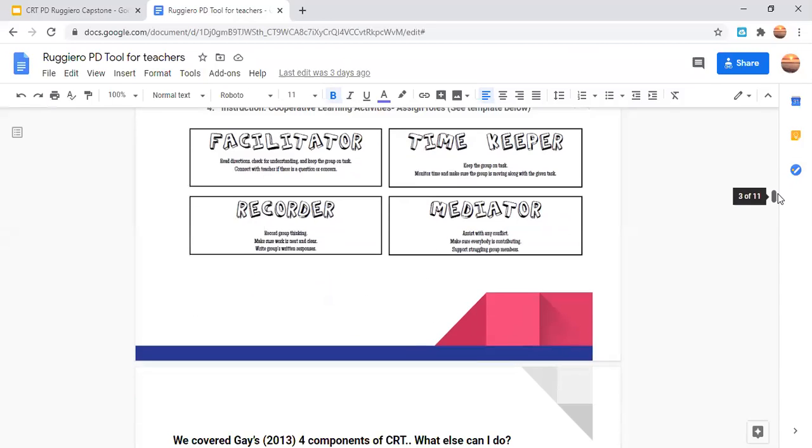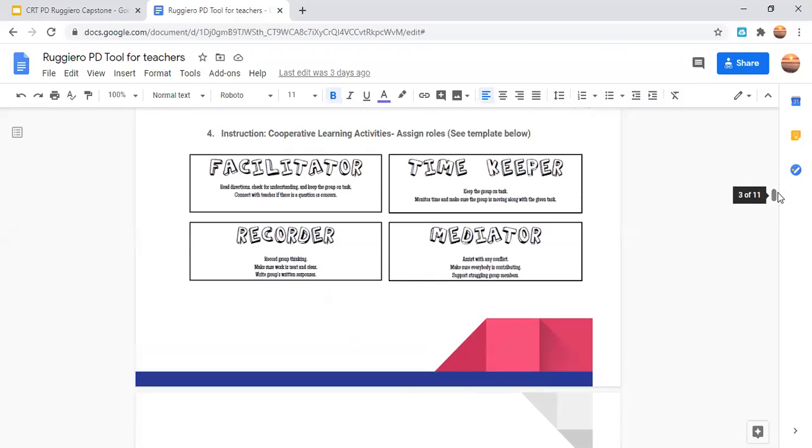So here are the activity roles. These jobs can be easily modified to fit the needs of any cooperative learning activity, and they give ELs specific expectations of what they need to be doing throughout the job. So these jobs include facilitator, recorder, timekeeper, and mediator.